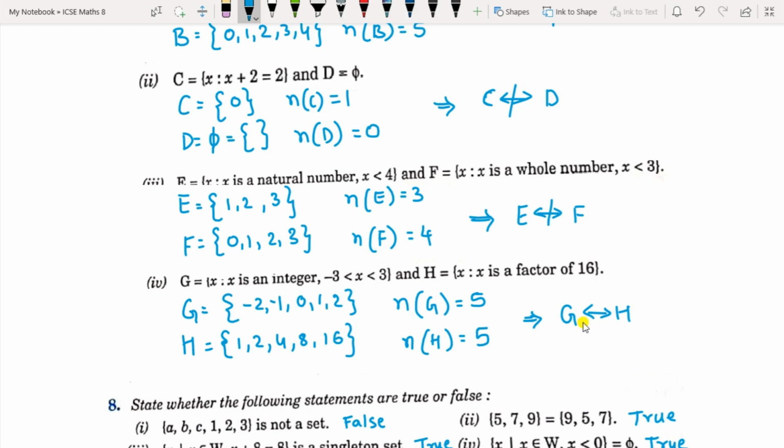So this way you have to solve. You have to first write the set in the roster form and then write the cardinal numbers and then find whether they are equivalent or not.